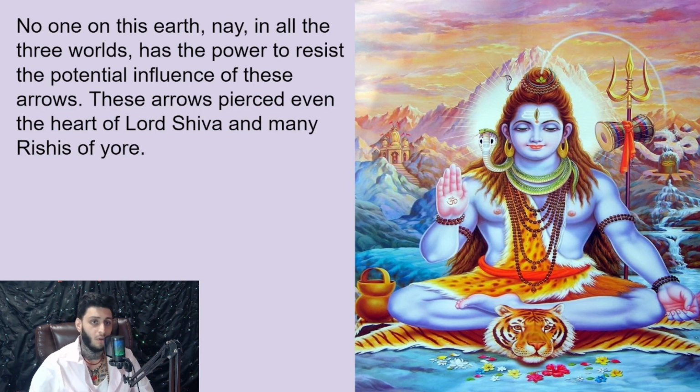No one on this earth, nay, in all the 3 worlds, has the power to resist the potential influence of these arrows. These arrows pierced even the hearts of Lord Shiva and many rishis of yore. We understand that Lord Shiva is the destroyer. He is one of the main 3 gods in the Hindu religion, whether this be Vishnu, Brahma, and Shiva. Even Shiva was pierced by these arrows of lust.